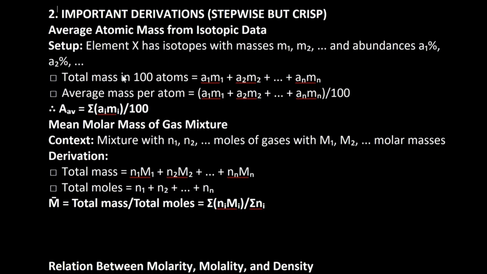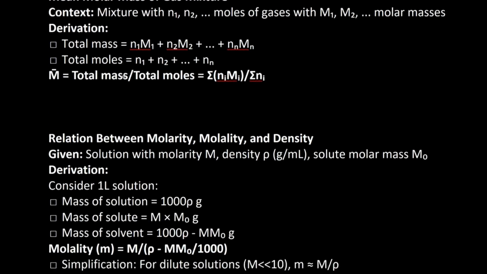And average atomic mass: the sum of abundance times atomic mass divided by the total abundance. If they have given it in percentage, then 100. If they are given in ratio, then add all those ratios for the denominator. There is a slight difference between average atomic mass and the mean molar mass, where we have number of molar masses in the mean molar mass of the gaseous mixture. In the first one, I have the total abundance. So don't use the same formula.